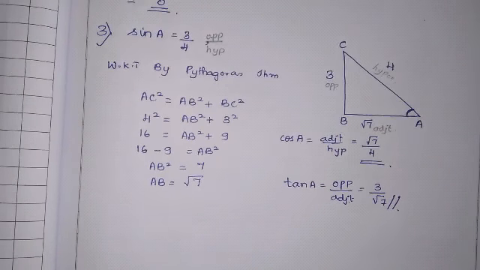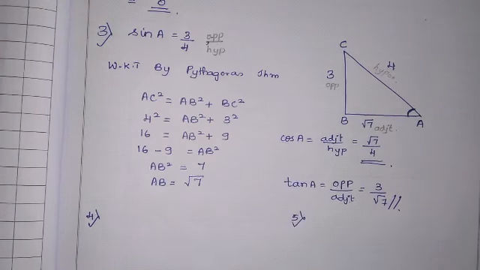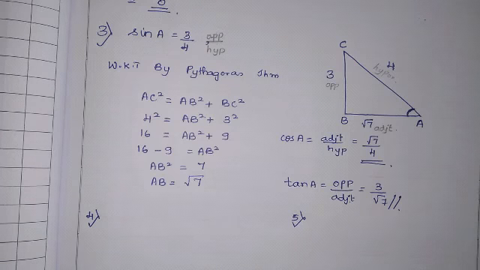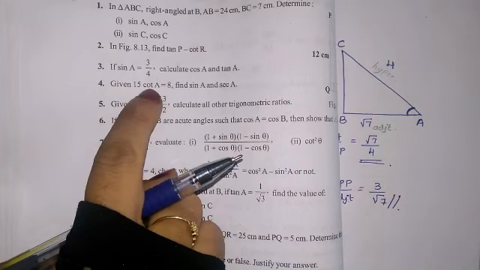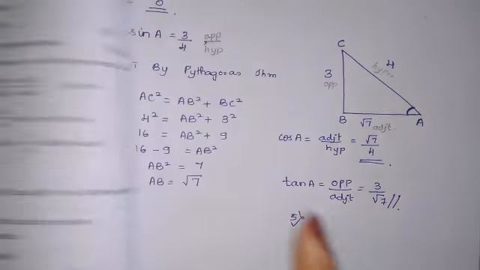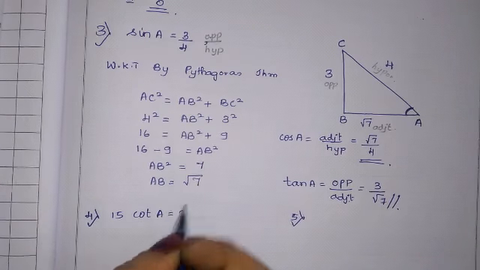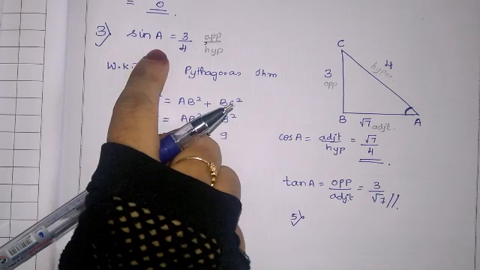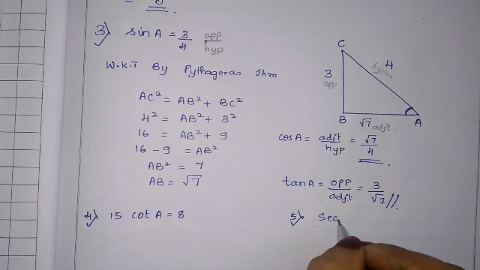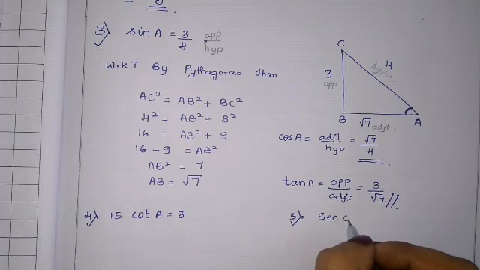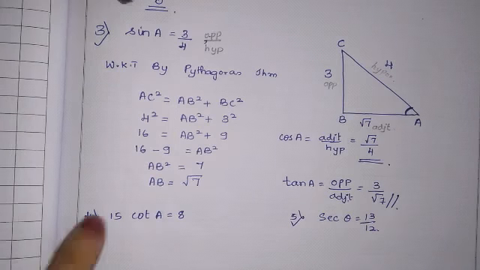Like this way, now you people try yourself the 4th one and 5th one, which are very easy. Let us see the 4th one, what they have told. It is a very easy question. 15 cot A is equal to 8. Same way you have to do it like this only. And the next question is sec theta is equal to 13 by 12. Same question in both. Here they have changed a bit.